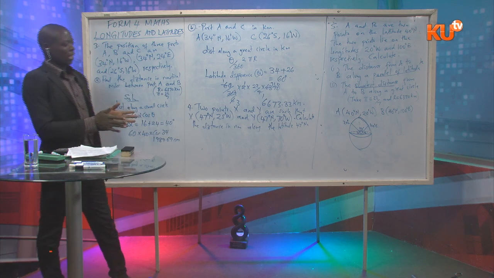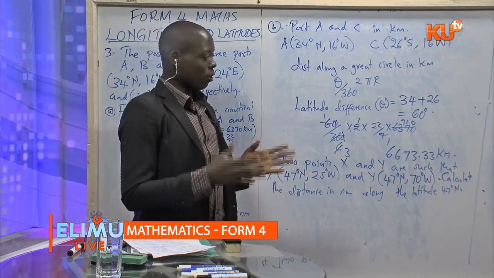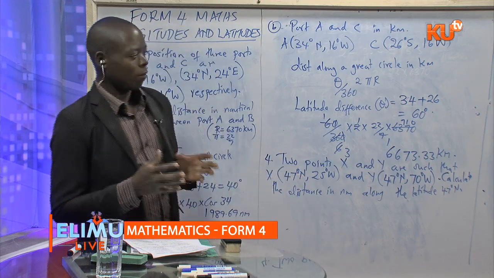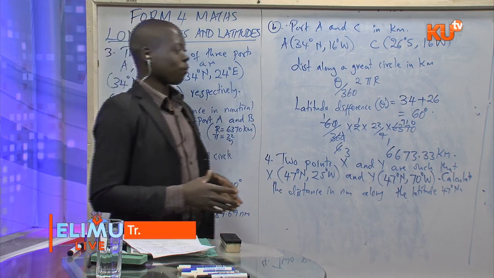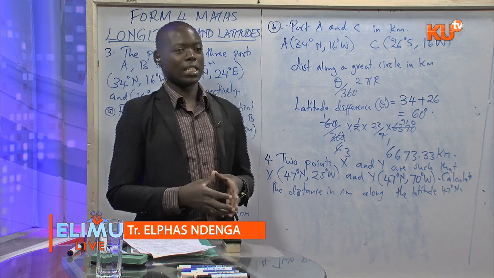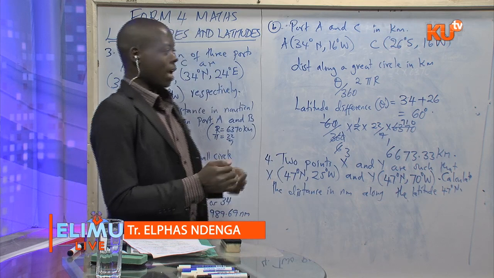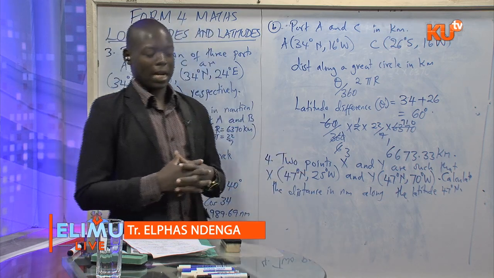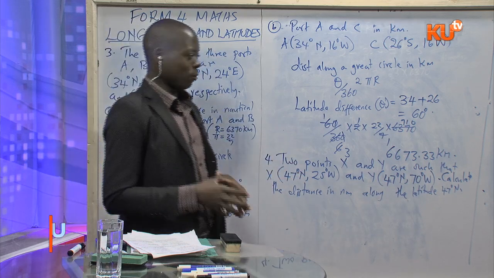So those are the areas that I wanted us to discuss in our lesson today. One, we've looked at how we locate the position of points on the Earth's surface by using the ordered pair. Then number 2, we've discussed how to identify a small circle and a great circle. And number 3, we have seen how we calculate distance along a great circle and along a small circle in kilometers and in nautical miles. So that is the basic of longitudes and latitudes that I want you to understand for today.